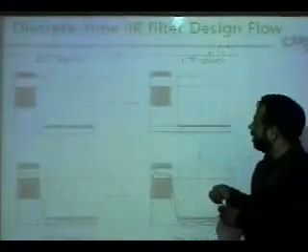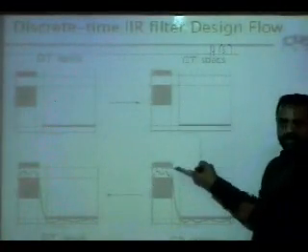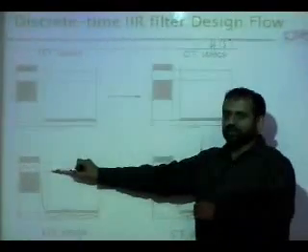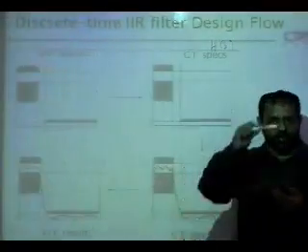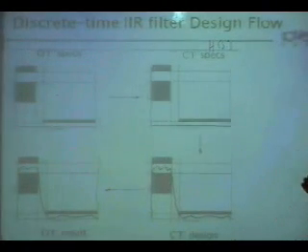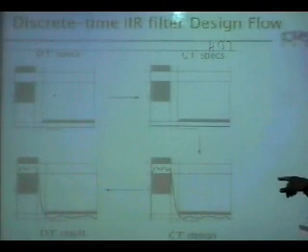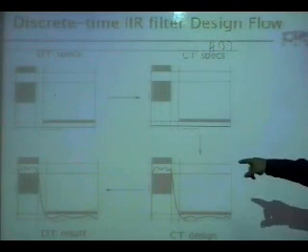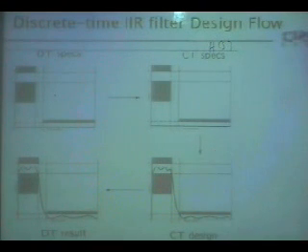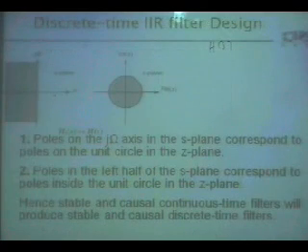It should not happen that though you have spent a lot of time in designing this, once you come from here to here, it no more meets your specification. If it does that, there is no point in going through all this. So you have to make sure a stable filter here means a stable filter there. Meeting specification here means meeting specifications there. So this is what it is.